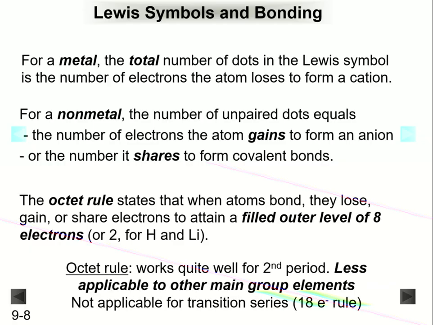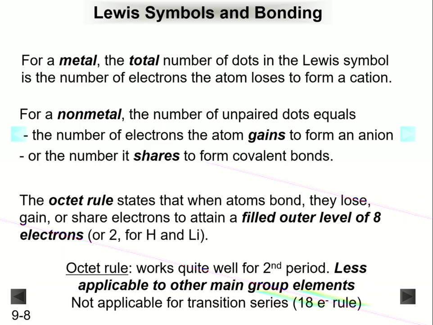And in general, the octet rule works quite well for the second period. So it's not just carbon. It works well across the period. It's not so great for boron, but for carbon, nitrogen, oxygen, and fluorine, it works quite nicely. But it's less applicable for other main group elements. It does work in some cases, but in many cases it does not. And we'll go through those when we get to chapter 10. And it's not at all applicable really for transition series.